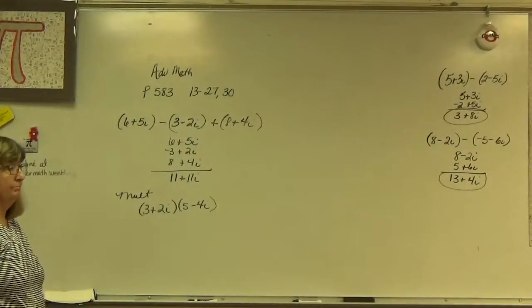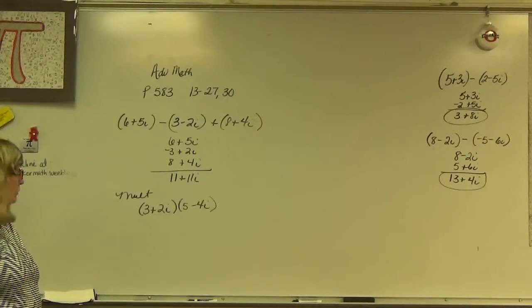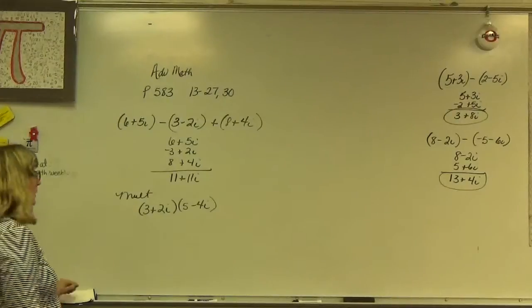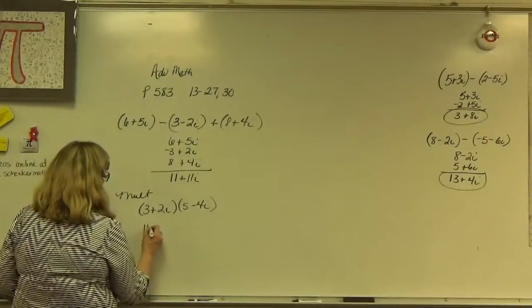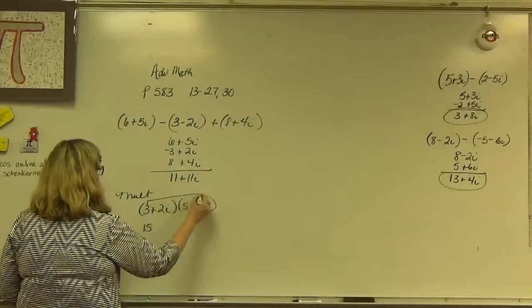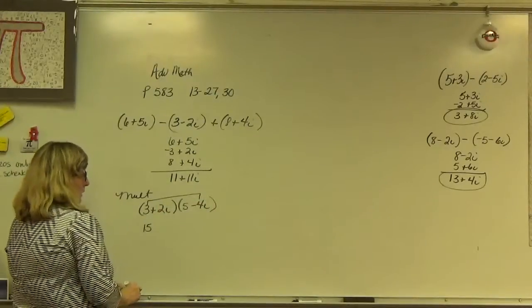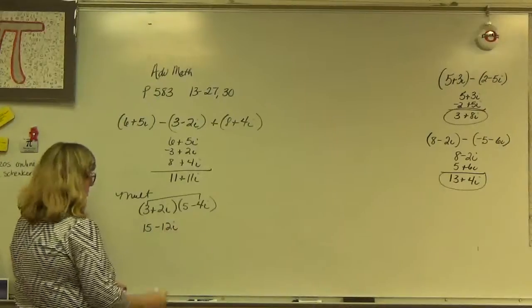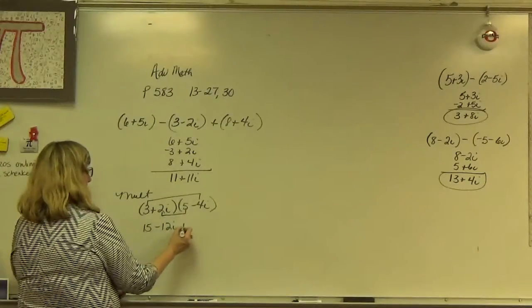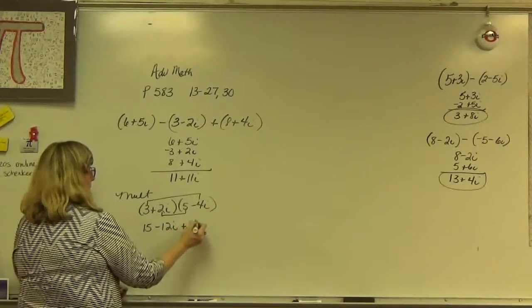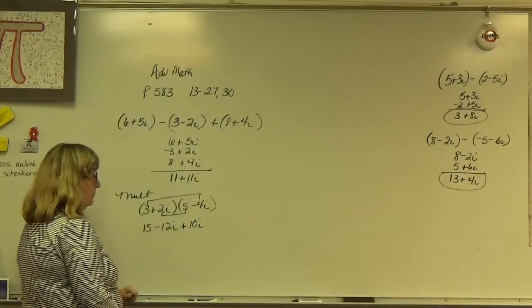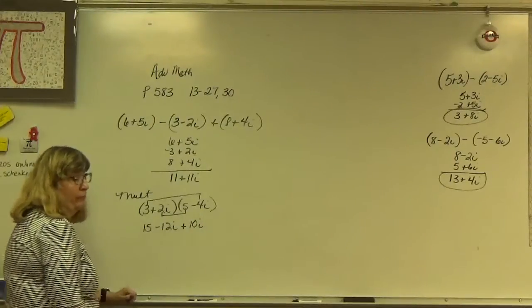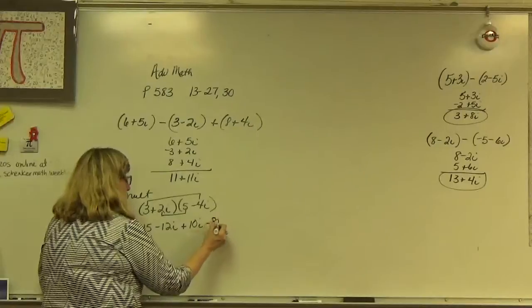Write this one down. FOIL. So let's start. Richard, what's first times first? That's 15. Taylor, what's the outer? Negative 12i. Okay. Becky, what's the inner? 10i. And Tara, what's last times last? Negative 8i squared.